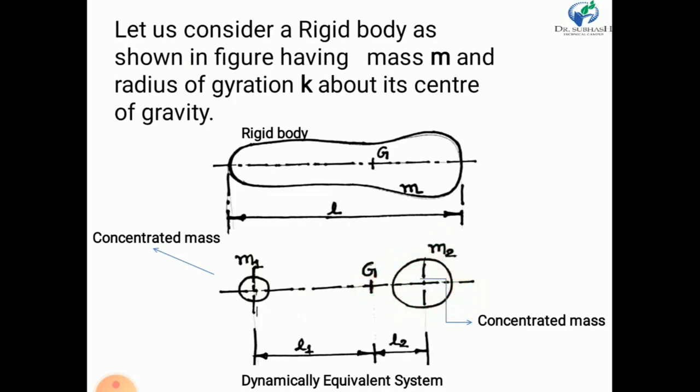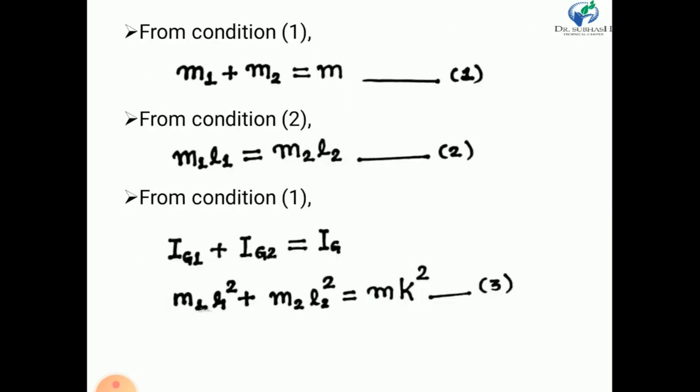Now if this CG coincides, then we can say that m1 l1 multiplication, this is the mass moment of inertia because of m1 mass, must be equal to the mass moment of inertia because of m2 mass. So here we write m1 l1 is equal to m2 l2, equation 2.